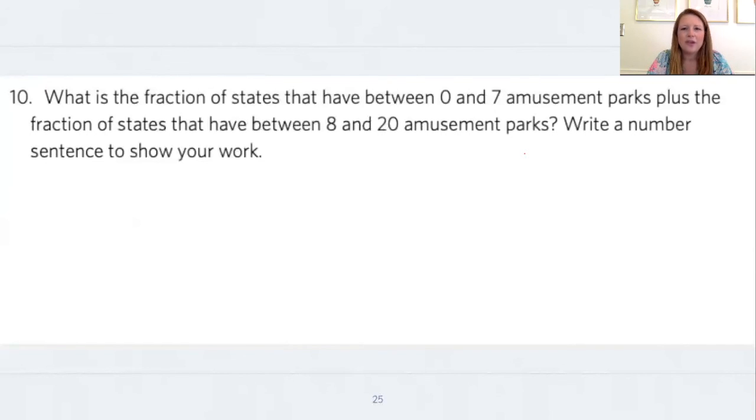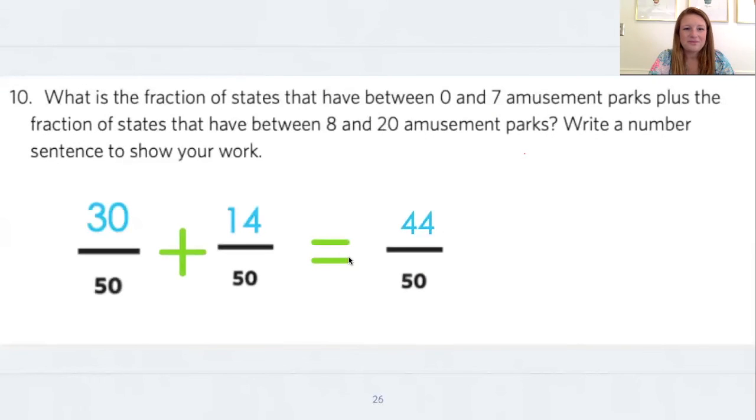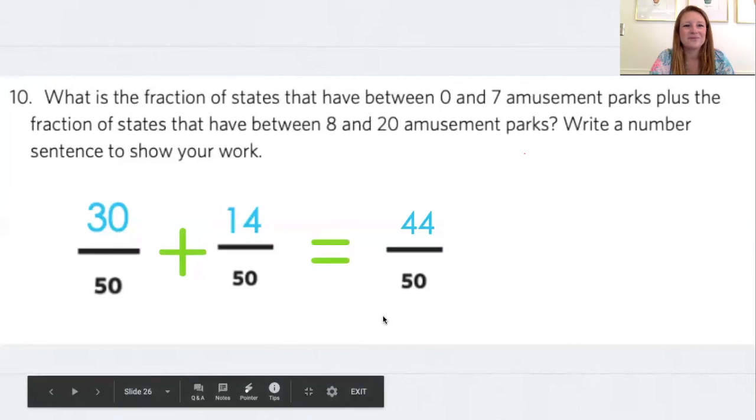So I had 30 out of 50 that had between 0 and 7, plus 14 out of 50. So how many total states out of 50 states was that? Go ahead and pause your screen to work, but if you're ready to see your answer, you can keep listening. All right, did you have 30 out of 50 plus 14 out of 50 equals 44 out of 50? If so, you are correct.